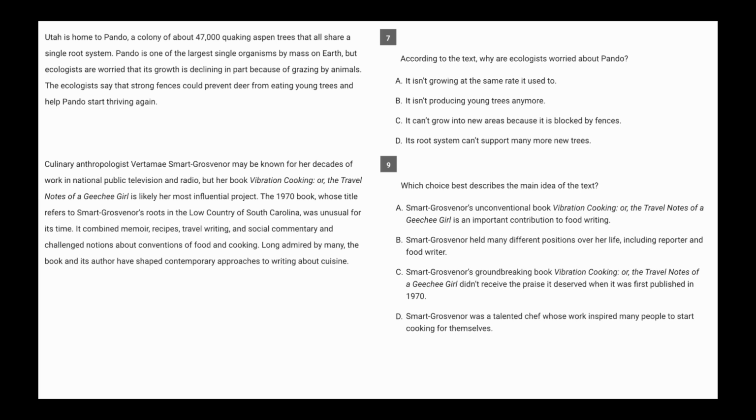D. Smart Christopher was a talented chef whose work inspired many people to start cooking for themselves. Yeah, her work inspired many people, but did it inspire them to start cooking for themselves? Is there anything in the passage about people cooking for themselves? Nothing like that. So don't even spend time thinking about this answer choice. It's immediately incorrect.